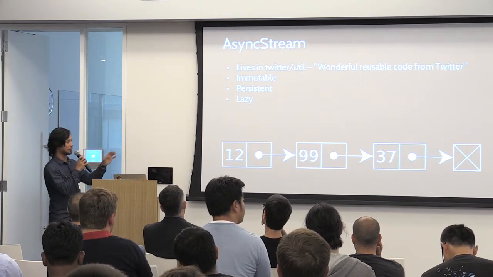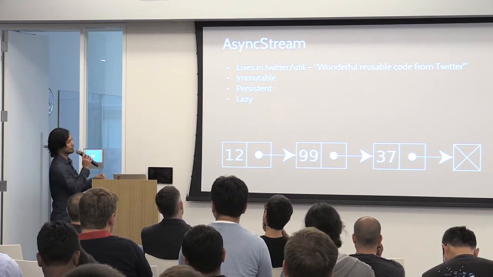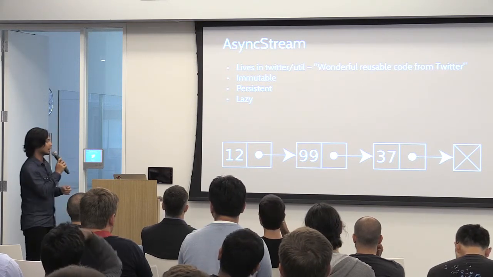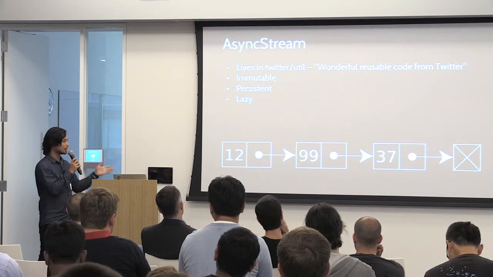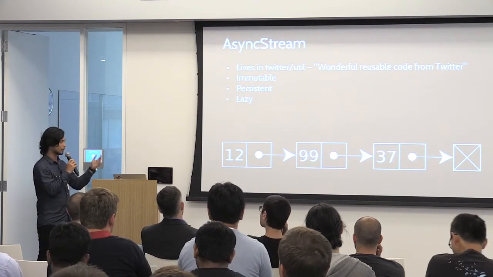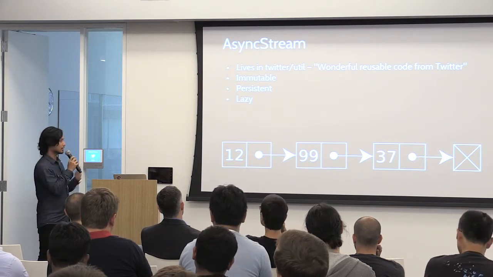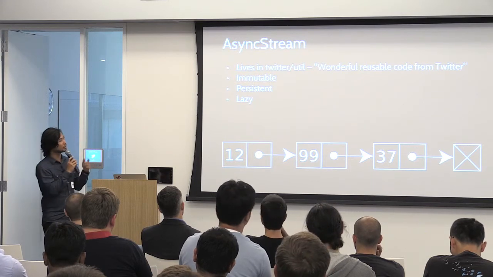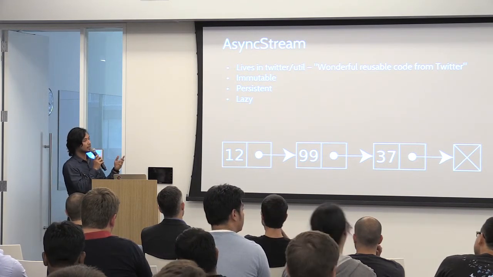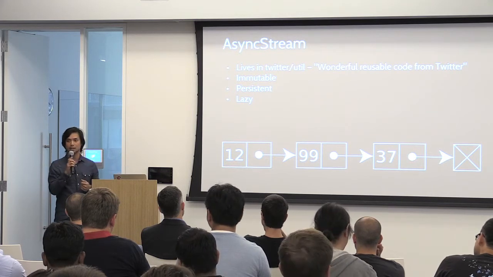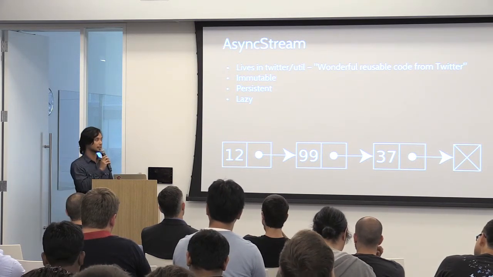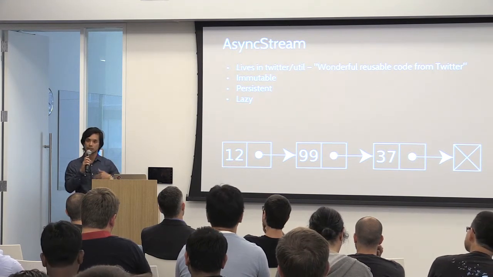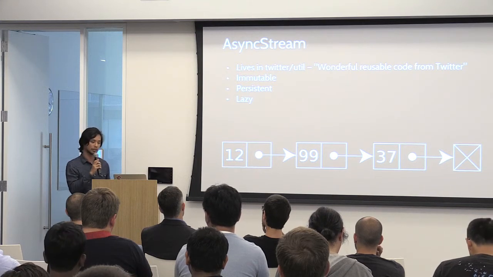So the basic shape, I just took that from Wikipedia's linked list page, but it sort of applies here. You have these cells that have two parts to them. The first part is the value, and the second part is a pointer to the rest of the stream. The only difference between, let's say, a normal Scala stream and an async stream is that the tail, the pointer, is behind a future. So it requires a rendezvous between whoever is supplying the future.